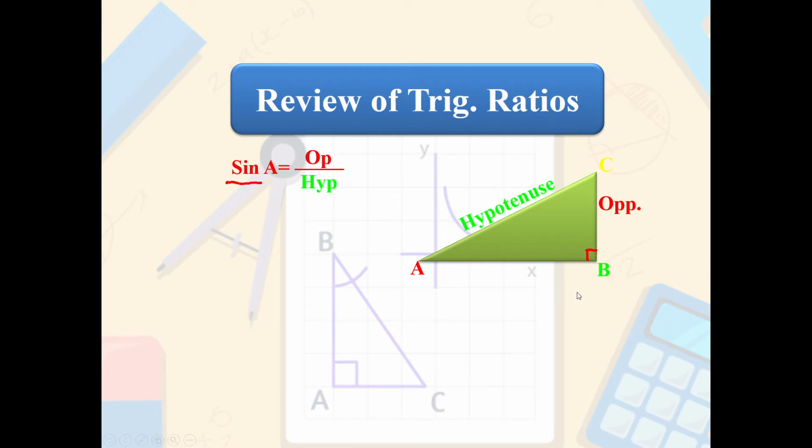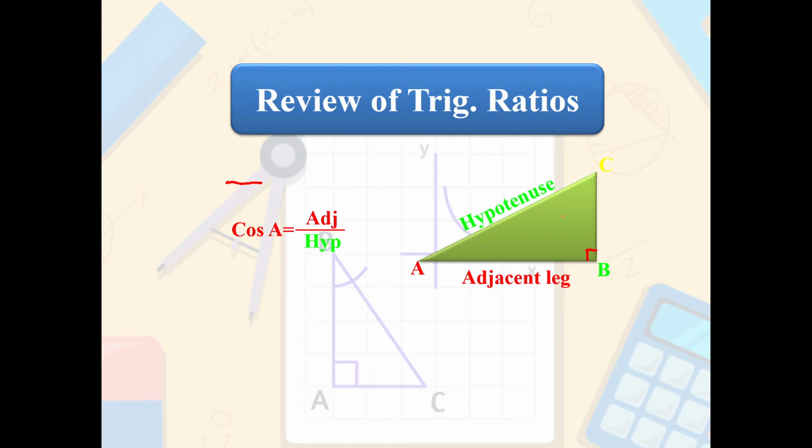Alright, the second ratio is cosine. Cosine is the name of the ratio. A is the angle. So cosine A is defined adjacent to angle A. This side is the adjacent side, which means next to. And hypotenuse is the same, which is the opposite to the right angle.